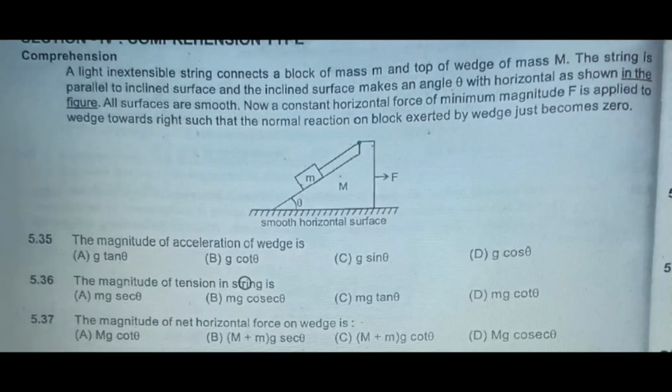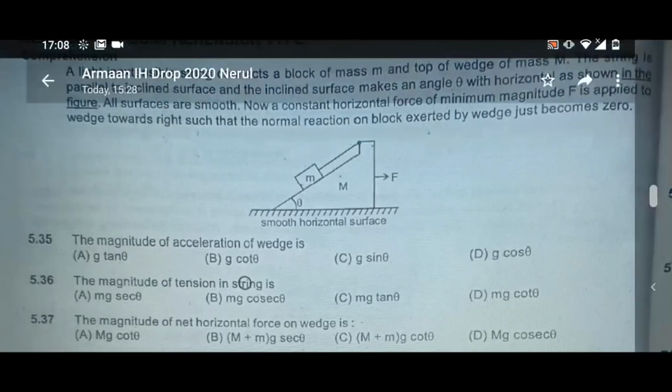Okay. Right? So I think this should work out quite easily. So what all we have to find out: the acceleration A, then the tension in the thread, and the net force on the wedge. Net horizontal force on the wedge. Okay, we'll see that also.